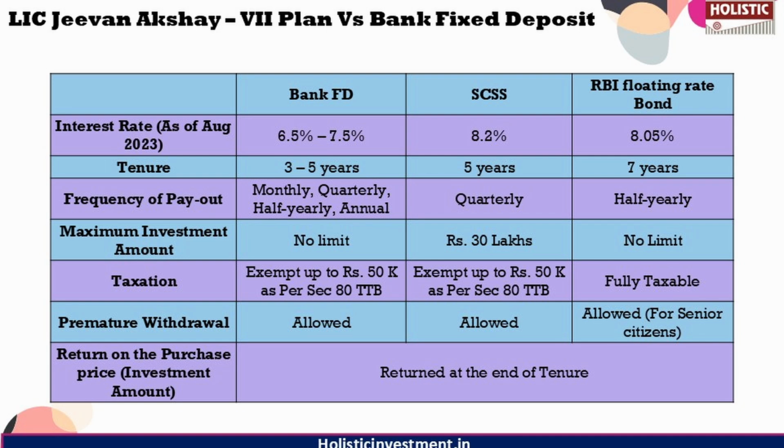RBI floating bond, it's 7 years. The frequency of payout is monthly, quarterly, half yearly, annual in the case of FD. In the case of SCSS, it is quarterly. In the case of RBI floating bond, it's half yearly. And the maximum investment limit for FD is no limit, but for SCSS, it is a 30 lakhs limit, but there is no limit for RBI floating rate bond.